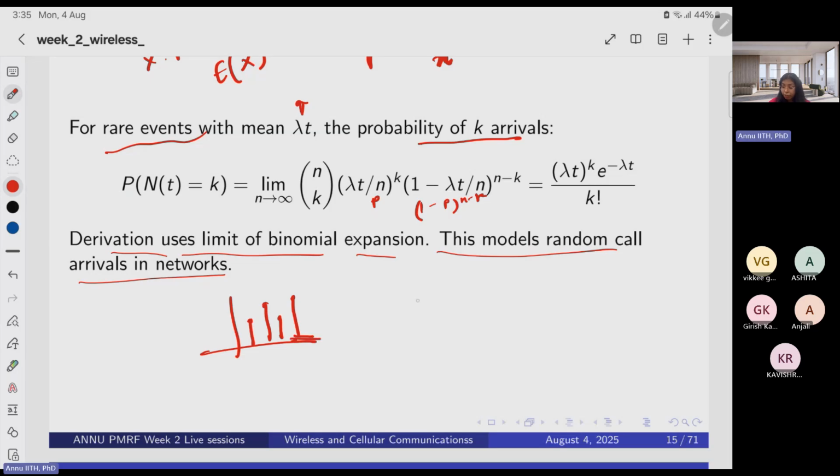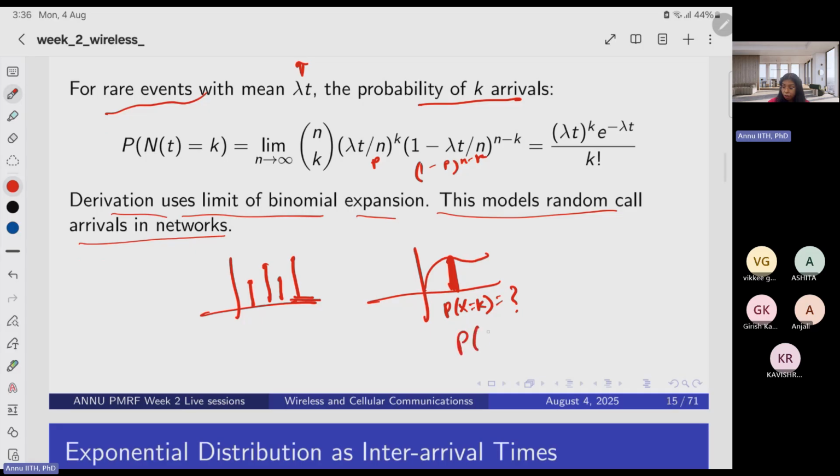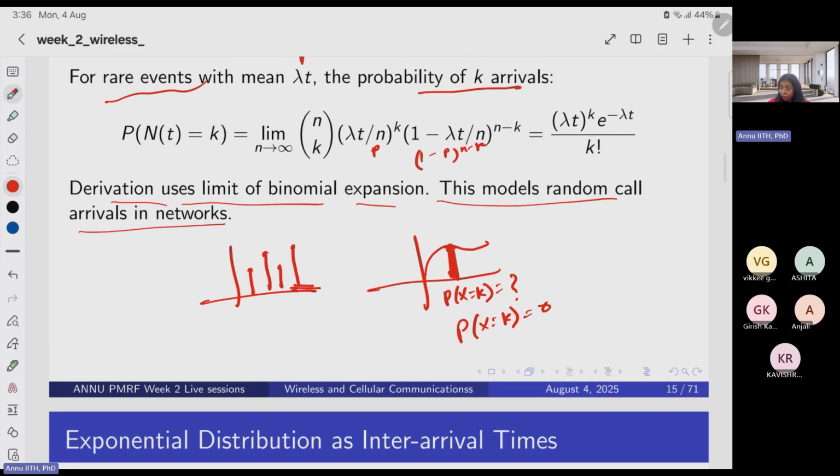But in continuous time, do you know what the probability of X equals k is? It is actually 0. In continuous time, you can only quantify with respect to a range. For example, the probability that X lies from k1 to k2 is the integral from k1 to k2 of f(x) dx. This is the probability density function.